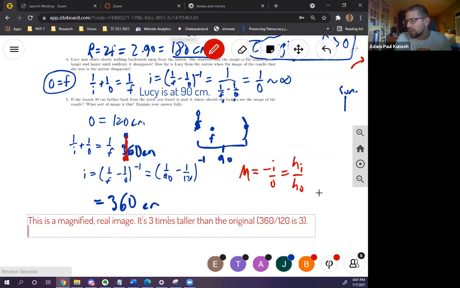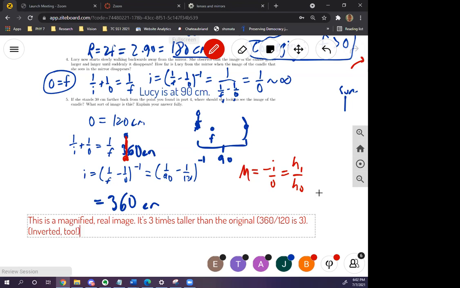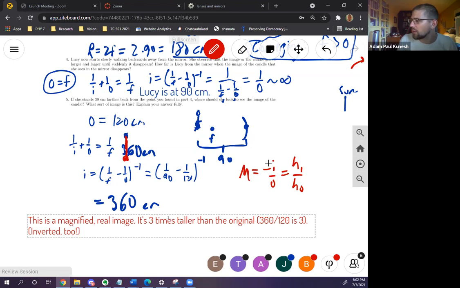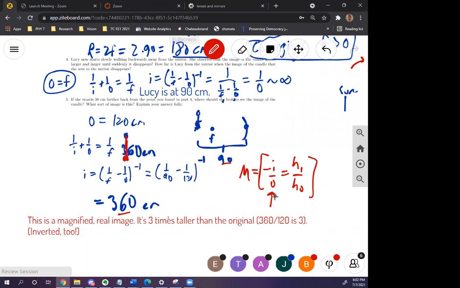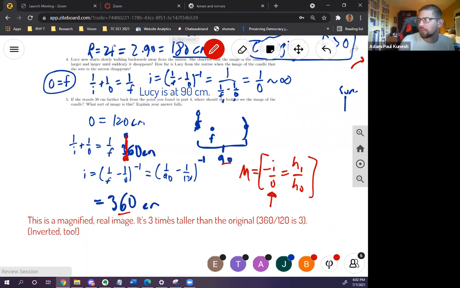And by that definition, it's also an inverted image. Wait, so how did you know it was inverted? That is kind of another little result of the magnification equation. The image distance is positive and the object distance is positive, 360 and 120. And that means the magnification is going to be a negative number. Oh, I get it. Thanks. Yeah, sure thing. Thanks for the questions.